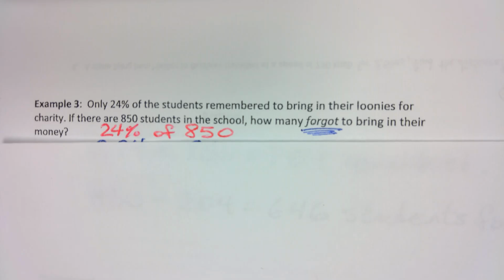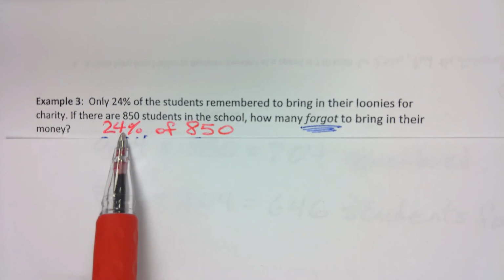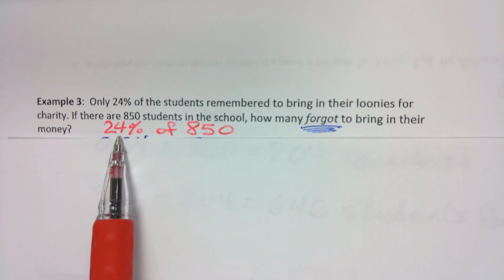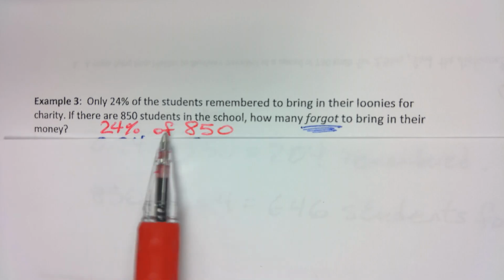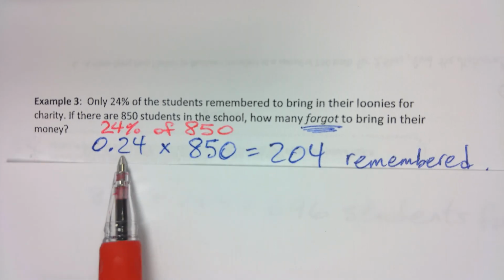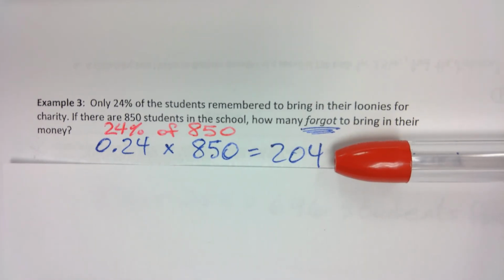All right, so from your homework on Monday, we did this. Okay, what do I have to do with that 24%? Hannah? Change to decimal. So which is 0.24. Of means, what does of mean? Yep, times, right? So 0.24 times 850, and you get 204.